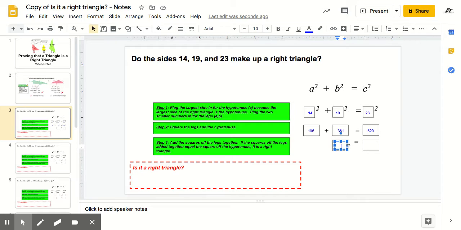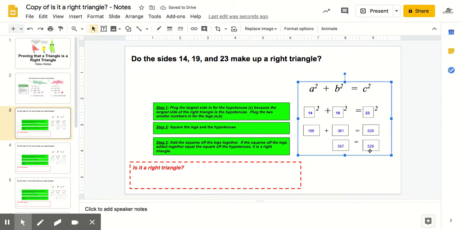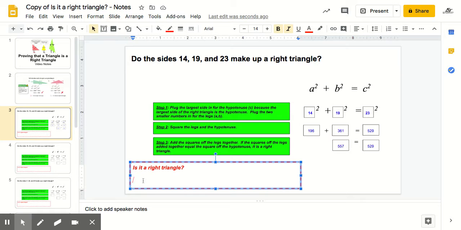Okay, so 196 plus 361 is equal to 557. So now I simply need to ask myself, does 557 equal 529? No, it does not. Since those two numbers do not equal each other, this is not a right triangle. So down here in this text box, I'm simply going to type in no, because this does not make up a right triangle.